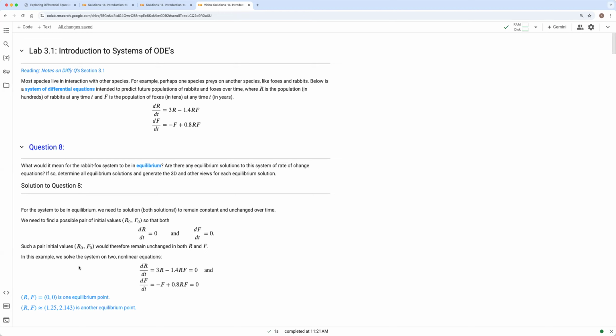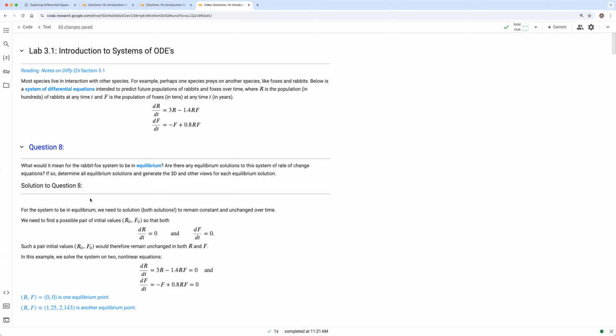R is representing a population of rabbits. Maybe we're measuring these in hundreds of rabbits. F is a population of foxes that maybe we're measuring in tens of foxes. T is measuring these two populations over time. So we have two dependent variables, R and F, one independent variable, time. And so these two populations, rabbits and foxes, are interacting. This is a predator-prey model.